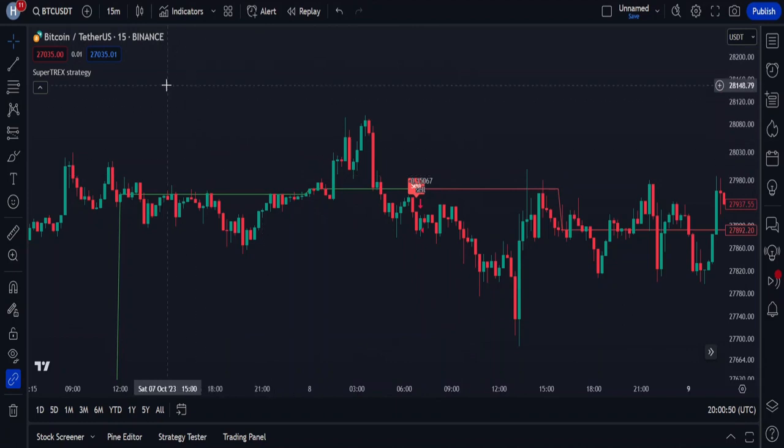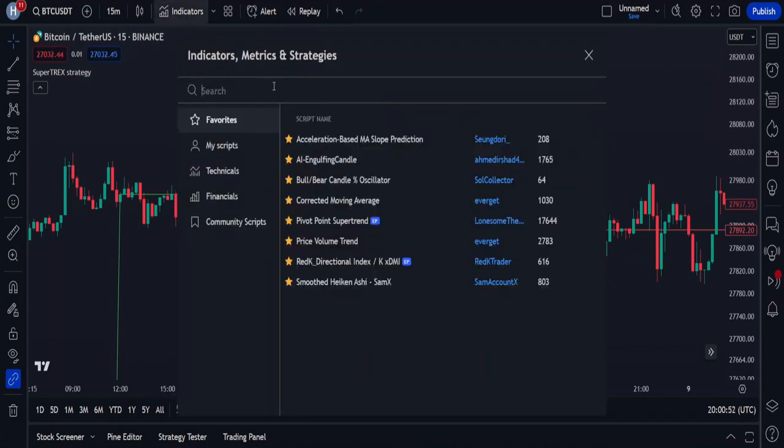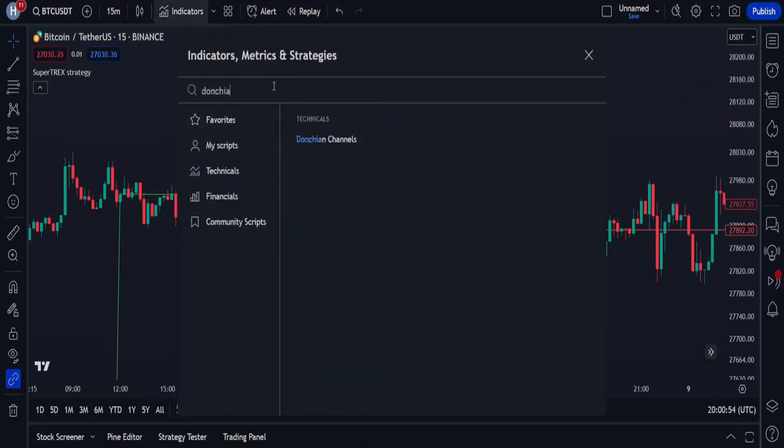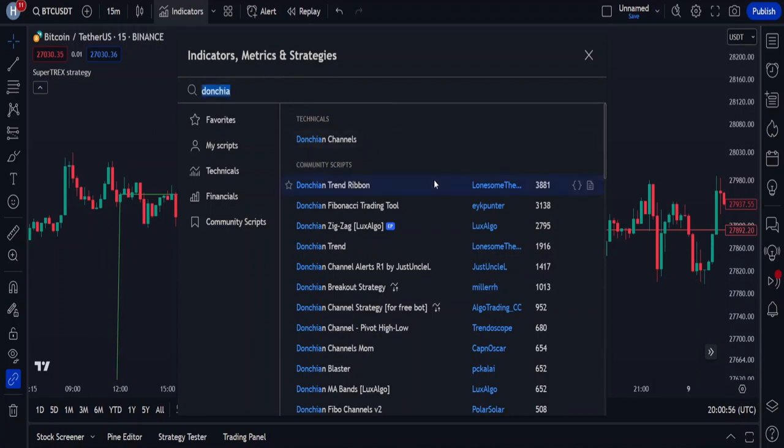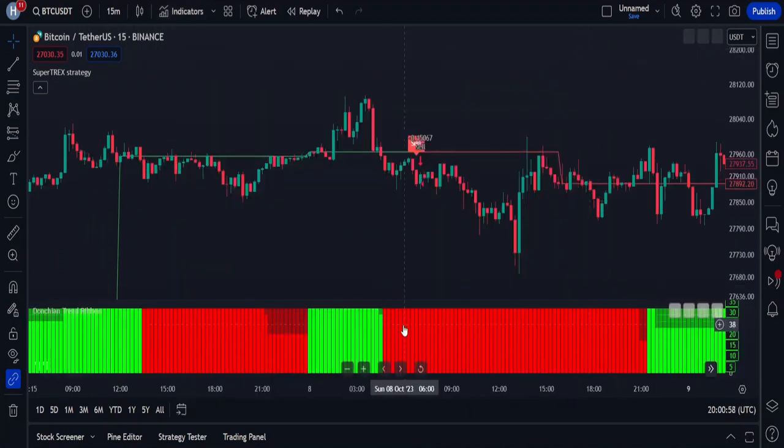So let's open the Indicators tab, and in the search bar type Donchian Trend Ribbon, and then apply this one to my chart. This is how it looks. As we can see, this indicator consists of a red and green histogram. We will change some settings for this indicator also.